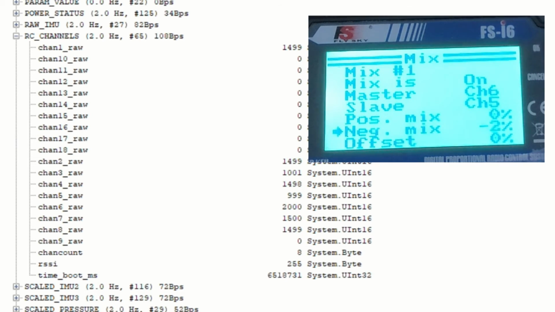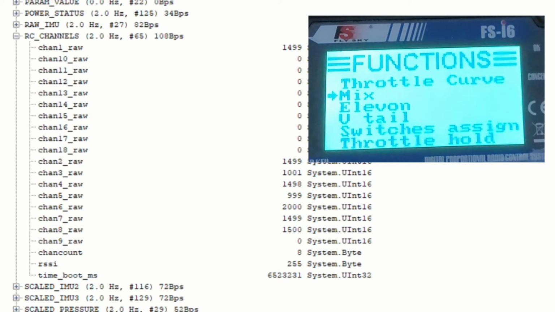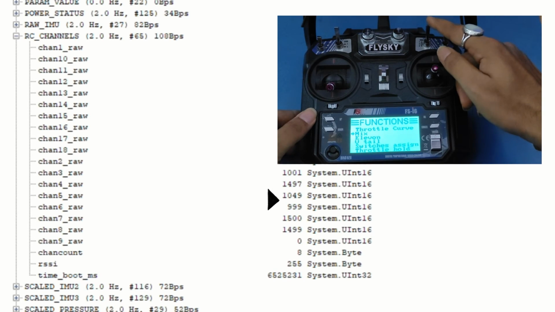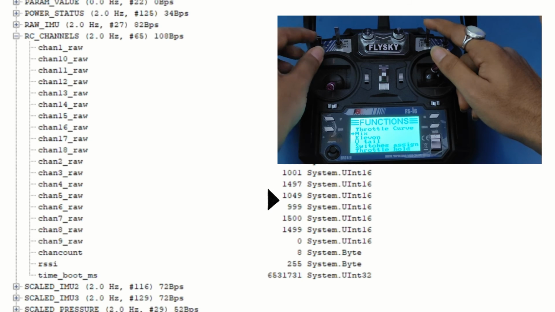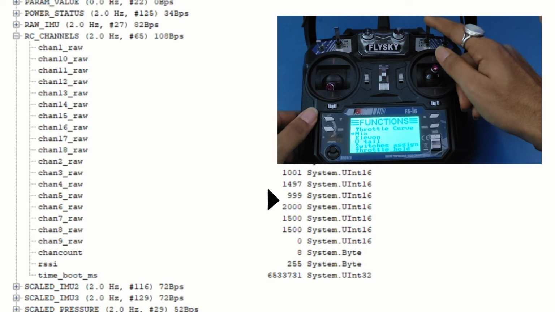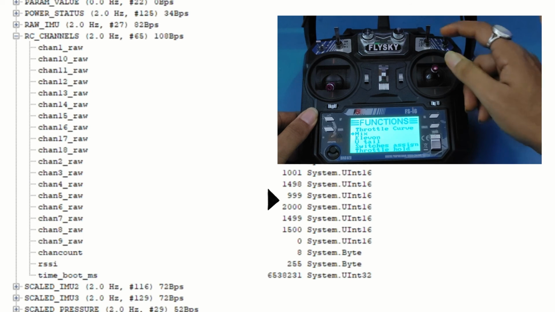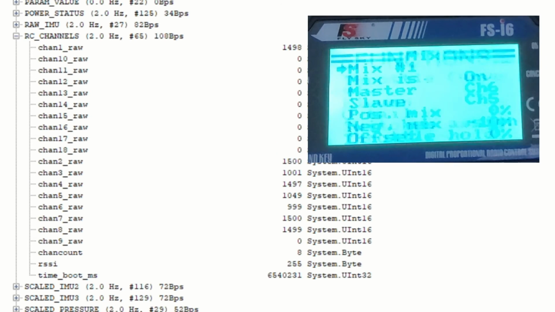For a negative mix of minus 10, we can see when the channel 6 stick is at 1000 value or lower extreme, channel 5 gives us 1050, 1550 and 2000 as the values. Again, when channel 6 is moved to 2000 value, everything remains unchanged, that is 1000, 1500 and 2000 values.